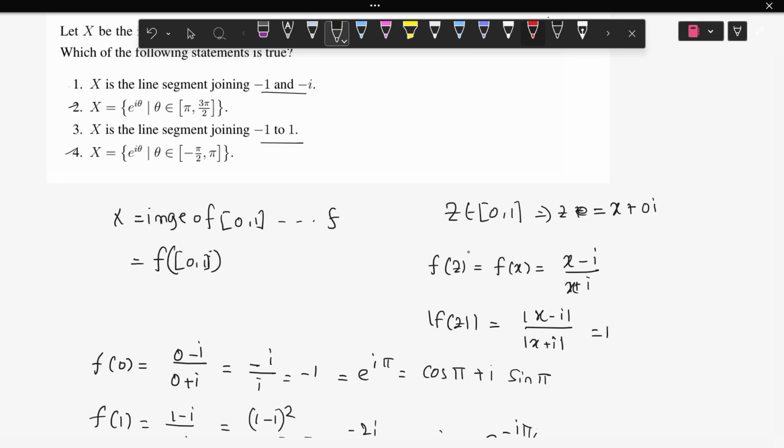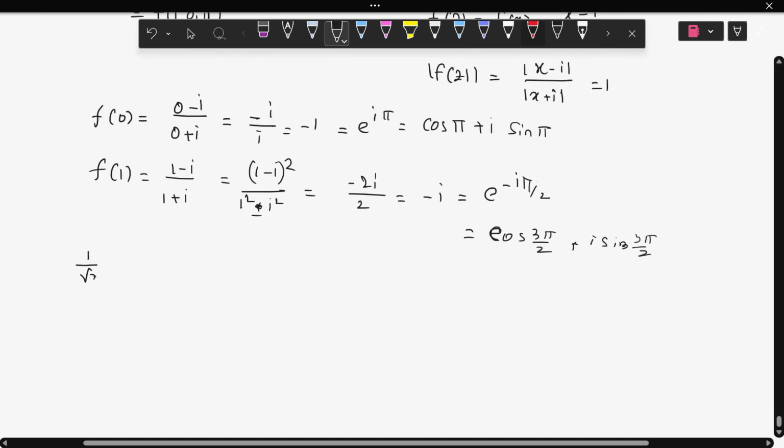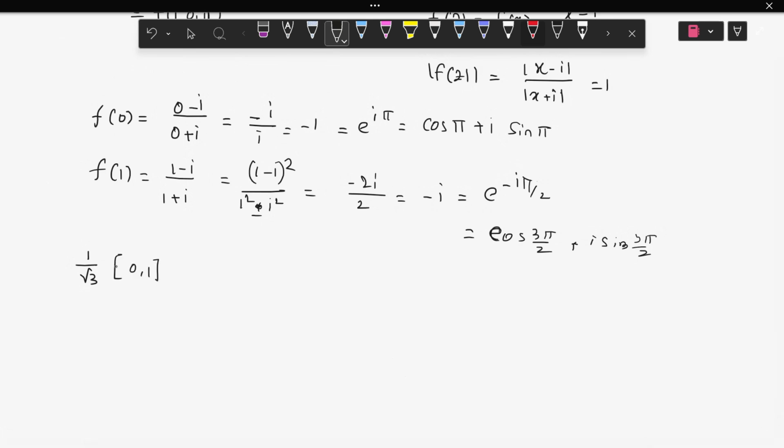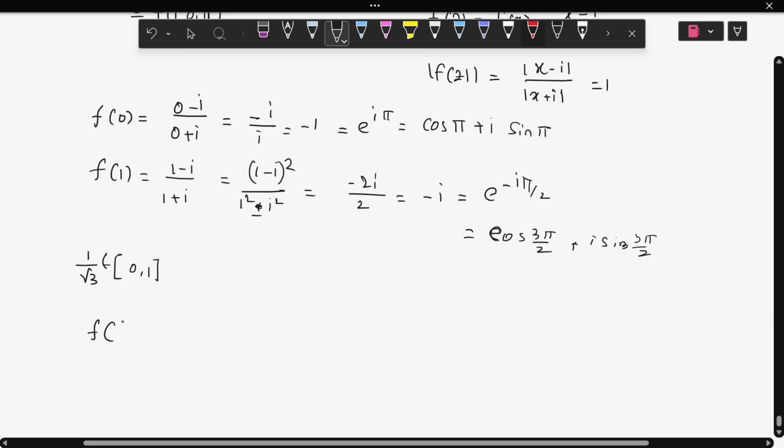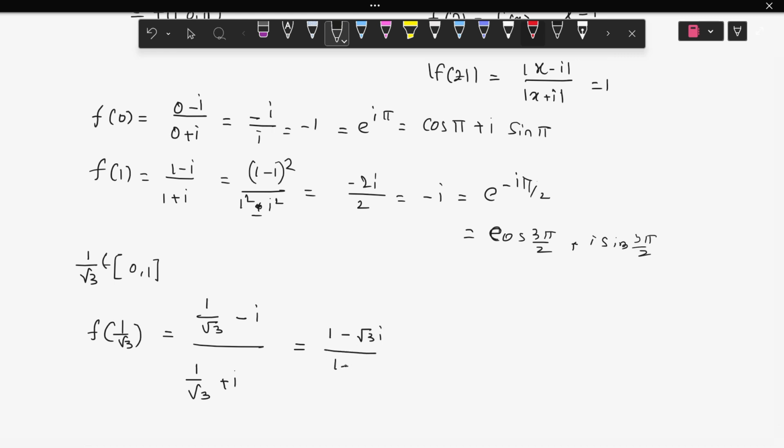Now if we choose a point 1 by root 3 that is lying on the unit 0, 1, so let's see what is the image of 1 by root 3. So that gives you 1 by root 3 minus i by 1 by root 3 plus i. ठीक है ना. Now that is equal to 1 minus root 3 i by 1 plus root 3 i. So if I break it, that becomes 1 minus root 3 i whole square over 1 plus 3. So that is equal to 1 minus 3 by 1 plus 3 plus i times minus 2 root 3 by 1 plus 3.